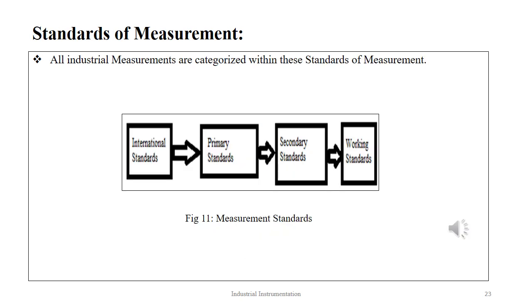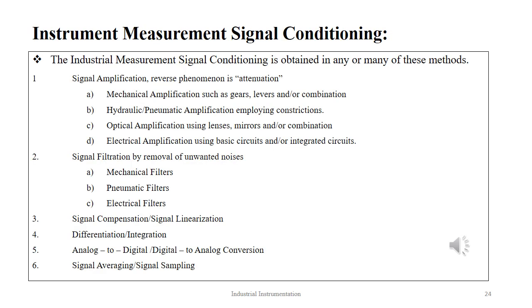All industrial measurements are categorized within these standards of measurement. The first are the international standards, from where the primary standards are derived, from where the secondary standards are derived, from where the working standards are derived.